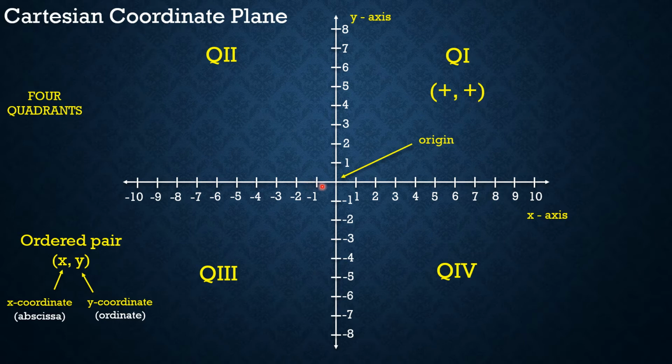Sa quadrant 2 naman, we have the negative and positive. Sa quadrant 3, we have negative and negative. And then sa quadrant 4, we have positive and negative.